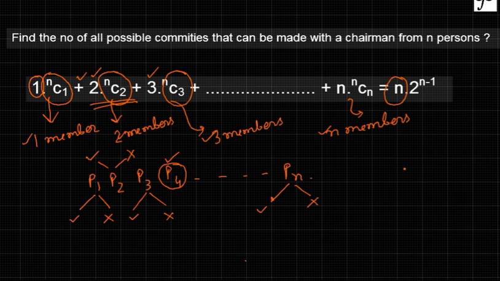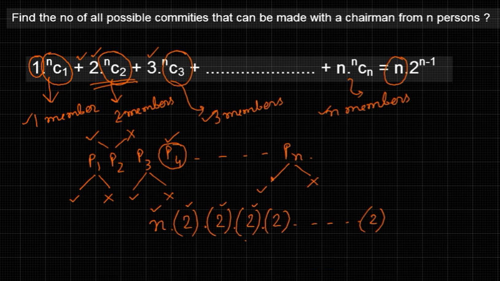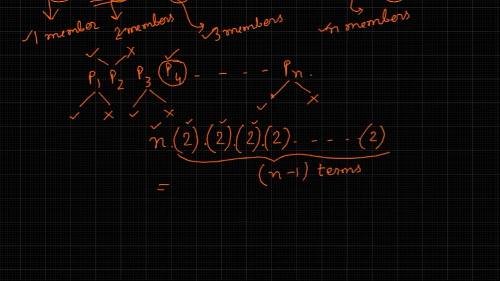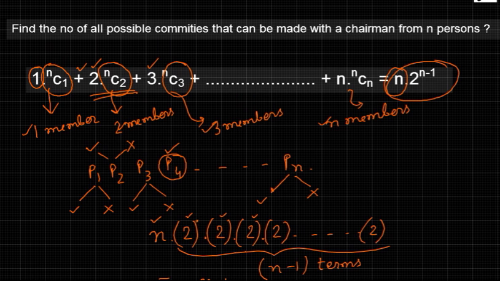So after selecting a chairman in n ways, for the rest of the persons there are two ways, that is, either select or reject. For the rest of the n minus 1 persons there are two ways each, so we continuously multiply the two ways for every other person. So n is the number of ways we chose a chairman, and for the rest n minus 1 persons we have two ways each, either select or reject. That gives us the answer n into 2 to the power n minus 1, which is the answer we see on the RHS.